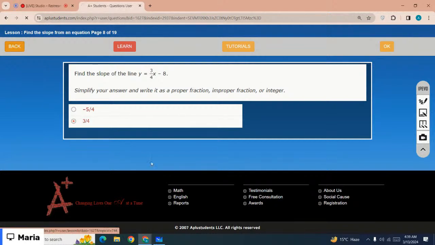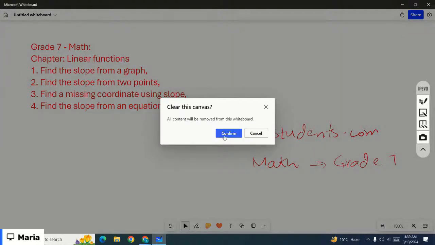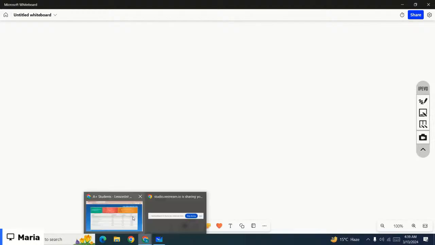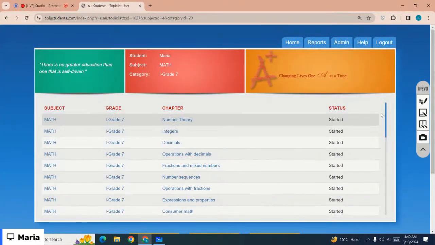Okay, you can complete the lesson by yourself later today. So we were working on grade 8 math. The chapter we're working on is linear functions. The lessons we have covered today are find the slope from a graph, find the slope from 2 points, find the missing coordinate using slope, and the one we have just finished is find the slope from an equation, right? So please make sure before the next session you complete all the practice questions for the lessons we did today. That is your homework until the next session, right?